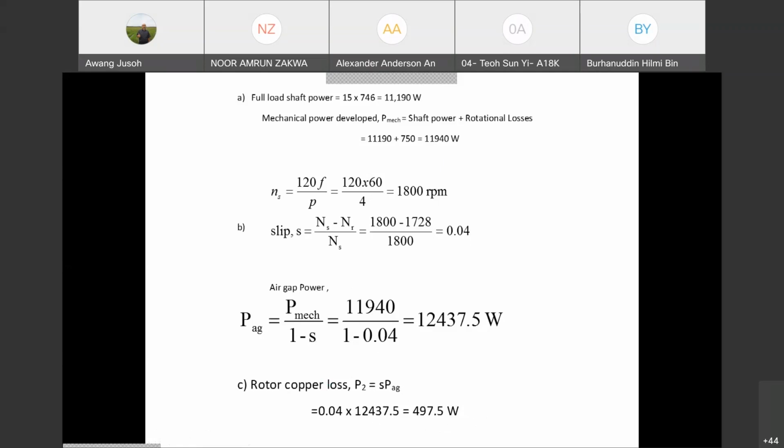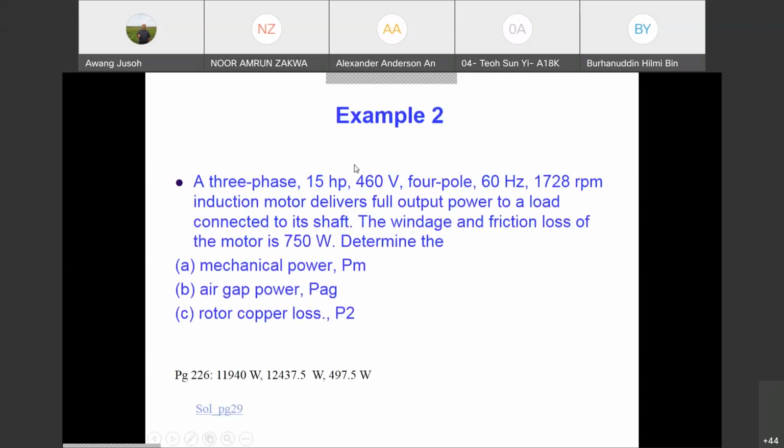Okay, clear? So that's how we calculate some parameters related to the machine when we are given the rated condition. This is the nameplate of the machine. When you buy a machine, you have this kind of data: 15 horsepower, the line voltage, number of poles, operating frequency, rated speed, and this one is given, the mechanical loss of 750. Okay, I think that should be clear, and you can familiarize yourself with all the formulas now. The formulas we studied before, you are already familiar with.